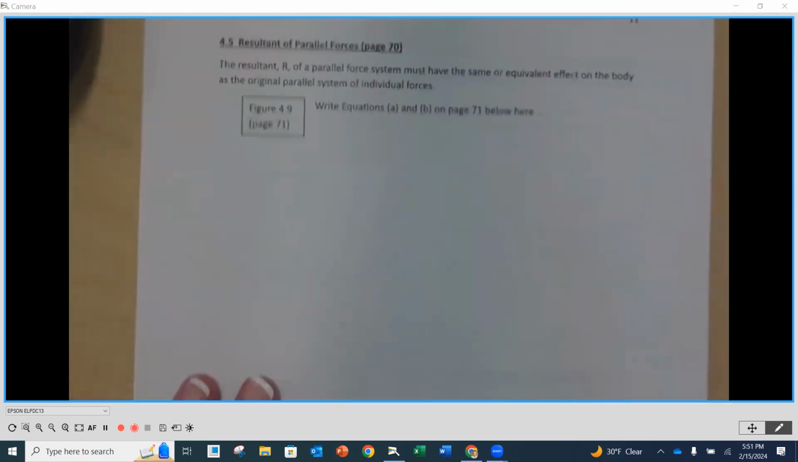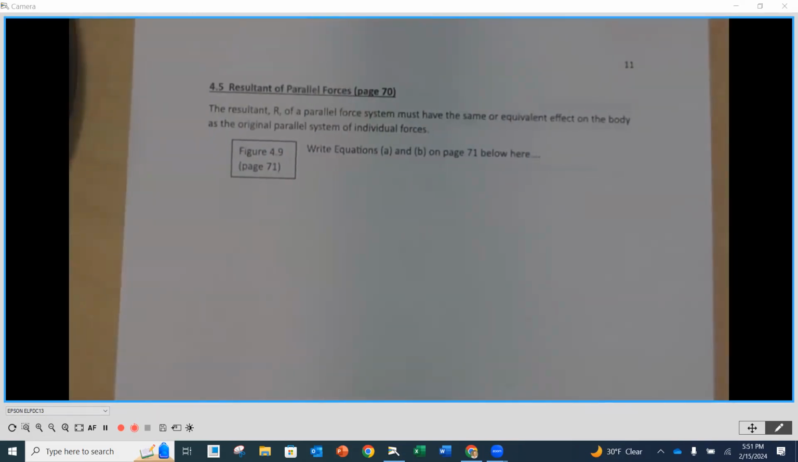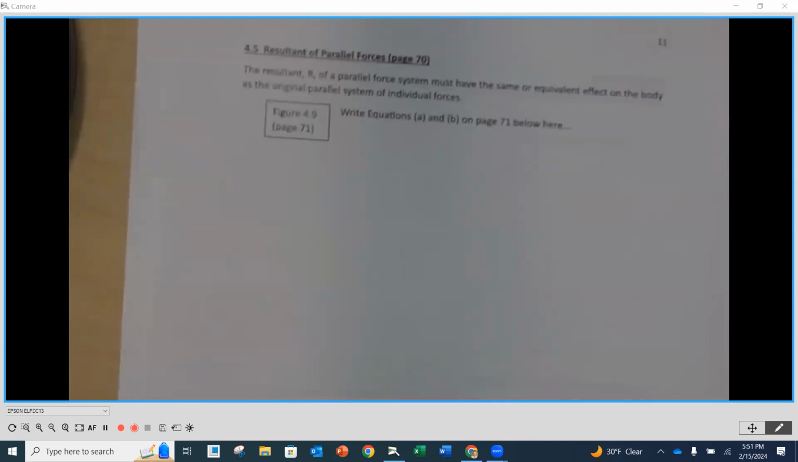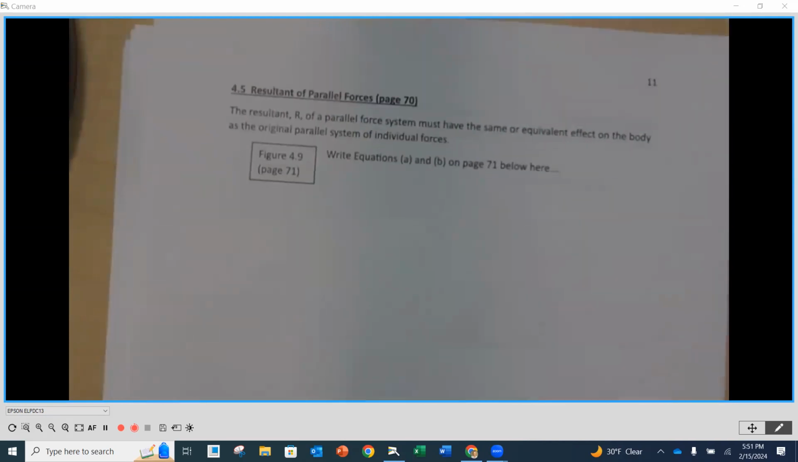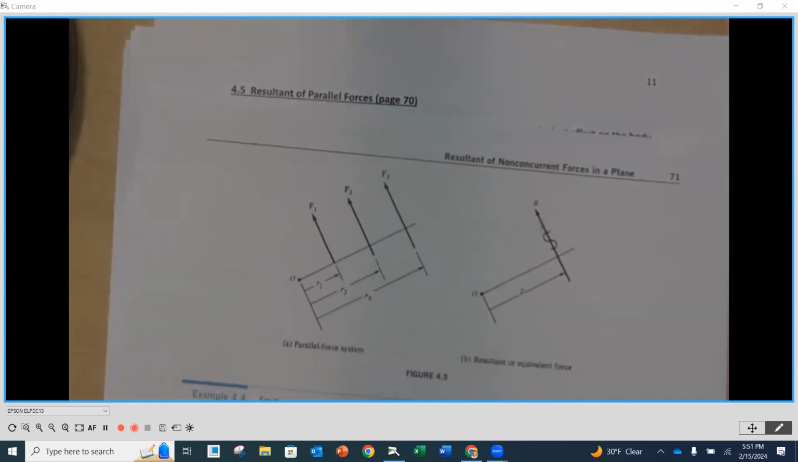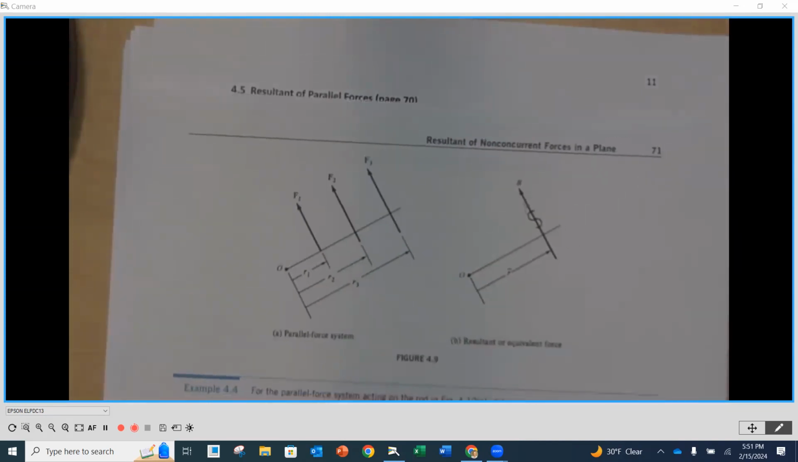So thinking back about resultants, we now want to place a resultant that has the same net effect on the body as the individual forces, but this time they're not sharing a common point. If we look at figure 4.9 on page 79, up on the top here, okay?